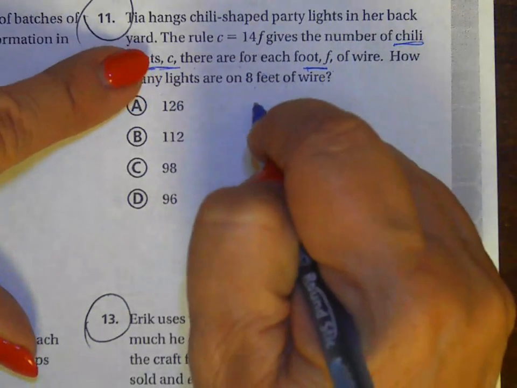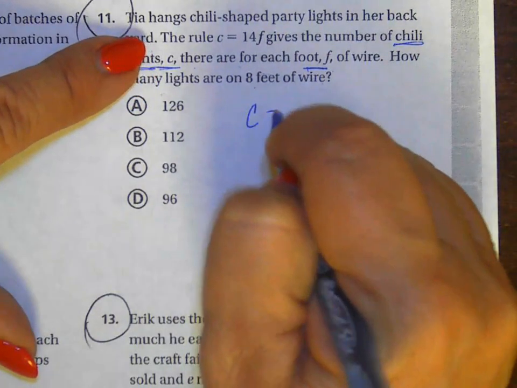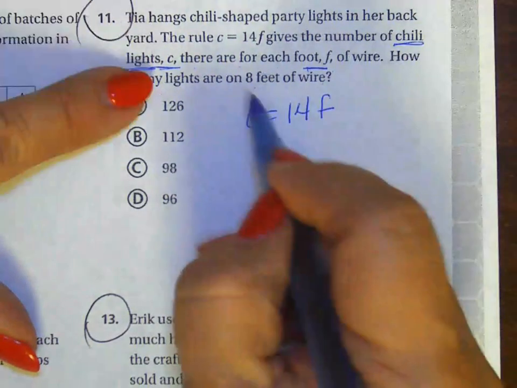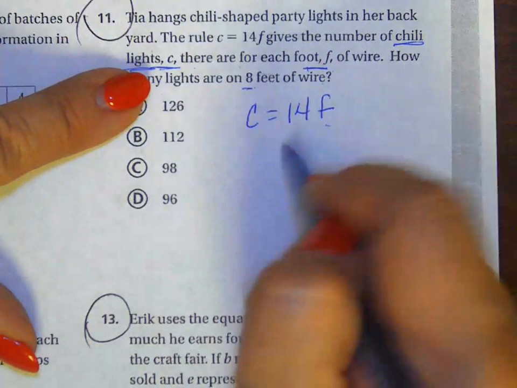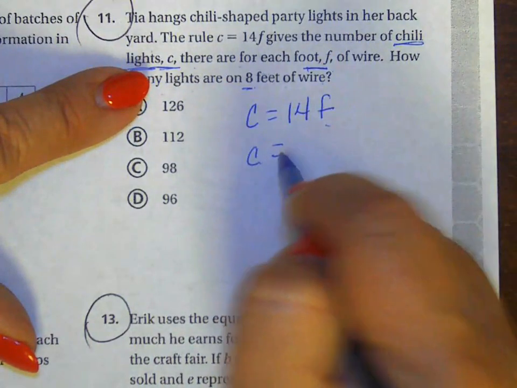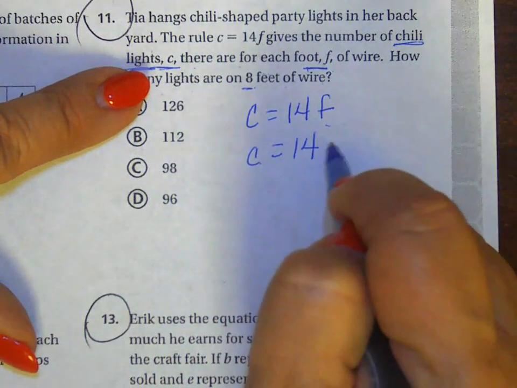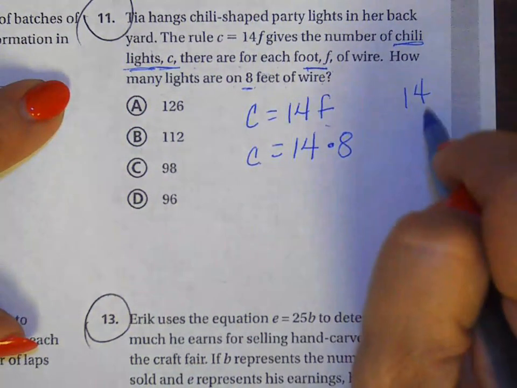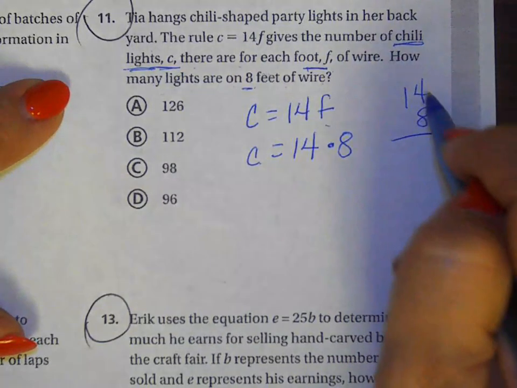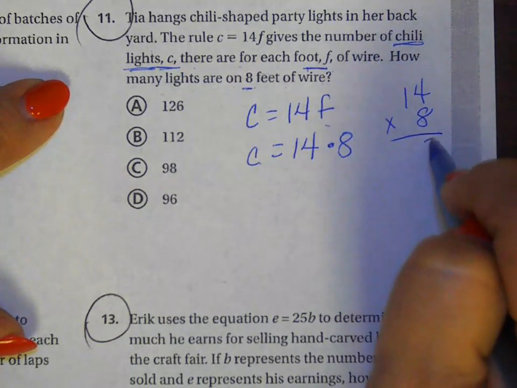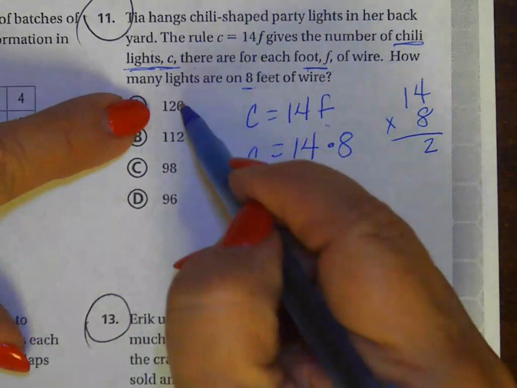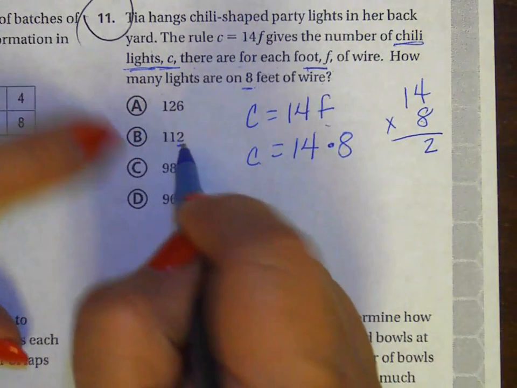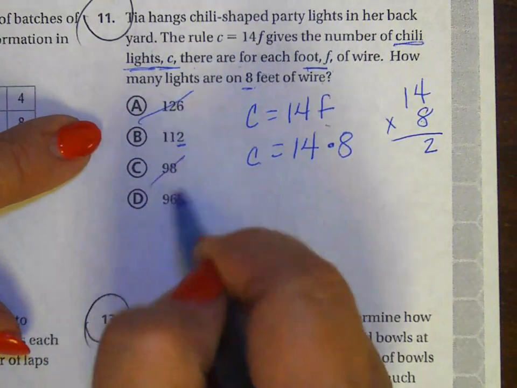Okay, so I have, looking at for the chili lights equals 14F. All right, and how many feet then does she have? It's 8. So I'm going to have C equals 14 times 8. And what is 14 times 8? Well, I will stack it. I already know that 8 times 4 equals 32. I'm going to look over here really quickly to see, do I have a 2 in place? I do.